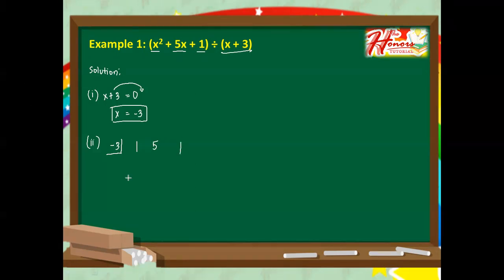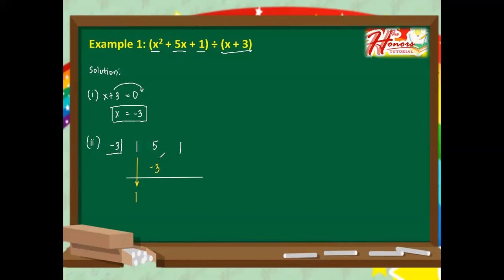Next, draw a line here. And then the first thing that you have to do after is to bring down the first number, and that's 1. So bring down 1. So it's 1. And then multiply it by negative 3. 1 times negative 3 is negative 3. So let's write it here.